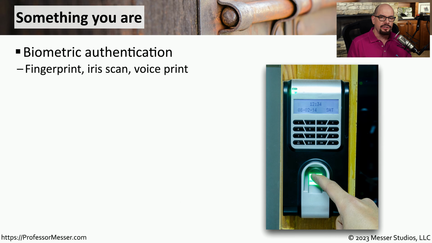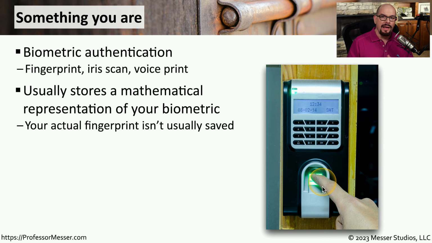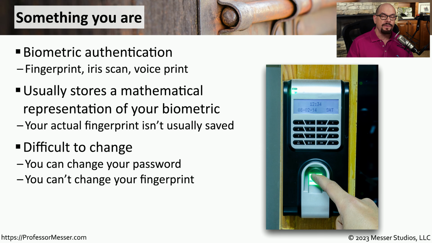A type of authentication factor that is very personal is something you are. This is commonly used with biometric authentication where you're using a fingerprint, a voice print, or something else that is specific to you as a person. This works by storing a mathematical representation of the biometric. So a picture of your fingerprint itself is not being stored and compared. It's actually a mathematical representation of your fingerprint. This is also a very difficult type of authentication factor to change or modify since it's very difficult to change something like a voice print or a fingerprint.